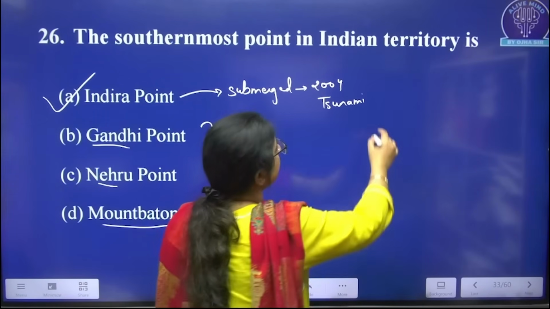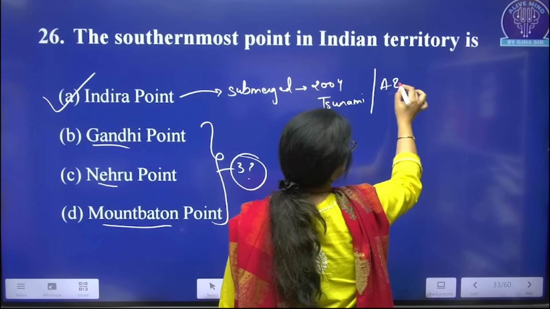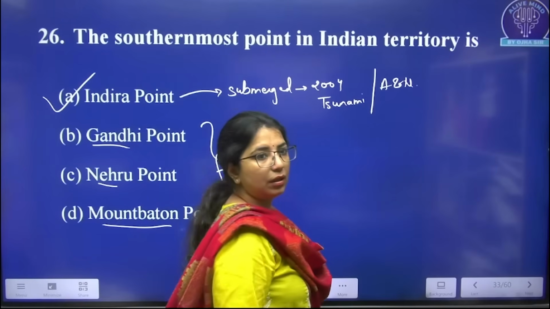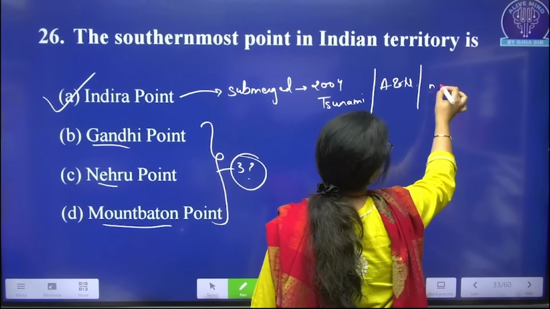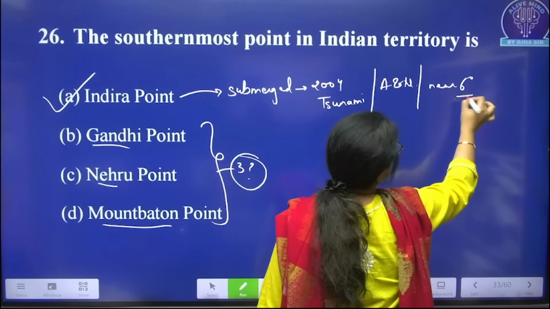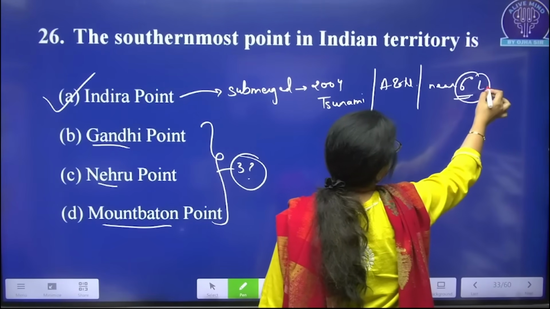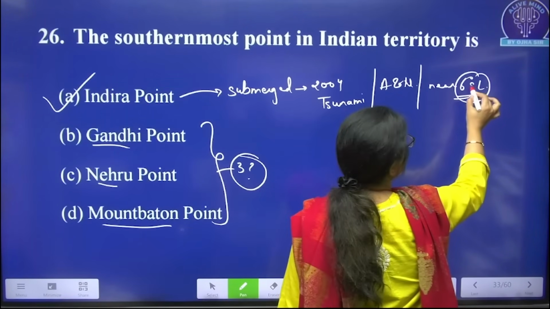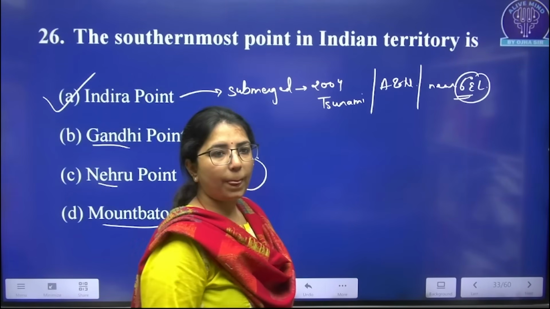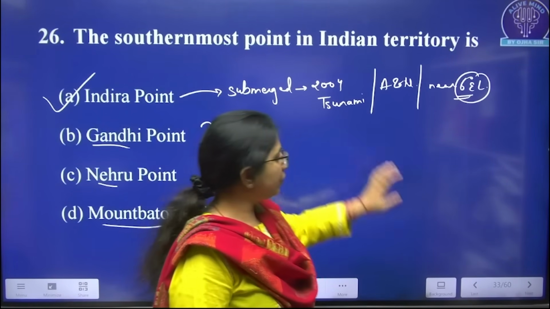Where does it lie? In the Andaman and Nicobar region. On which latitude does it lie? It is near 6 degree latitude, 6 degree north latitude. These are some additional information about this.